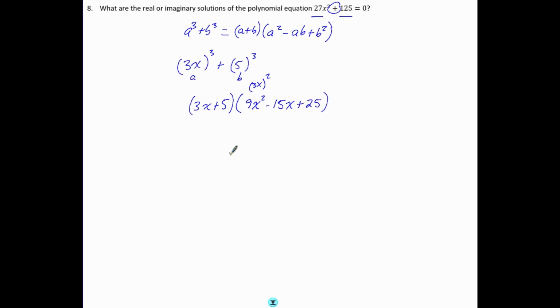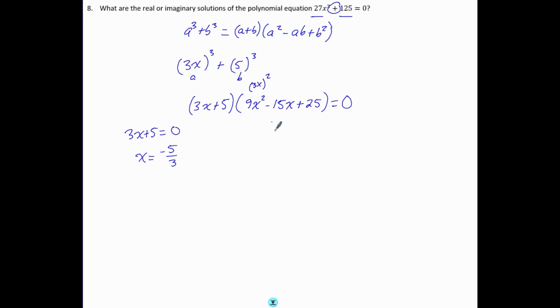Just following that formula. Well, this is equal to 0, so now we can use our zero product property. 3x plus 5 equals 0. We solve for this, subtract 5, divide by 3, and we're going to get x equal to negative 5/3.